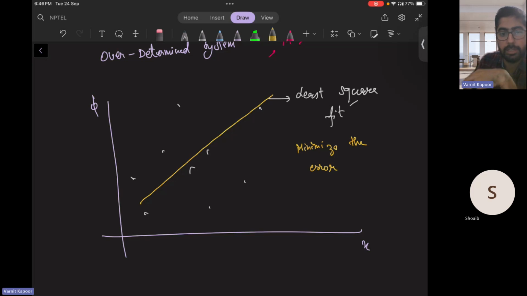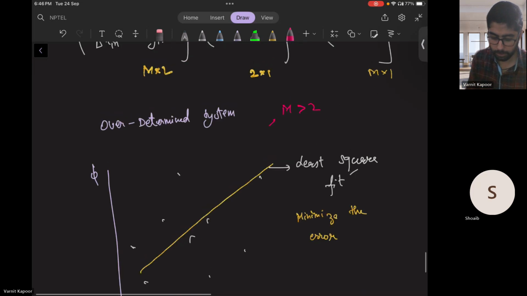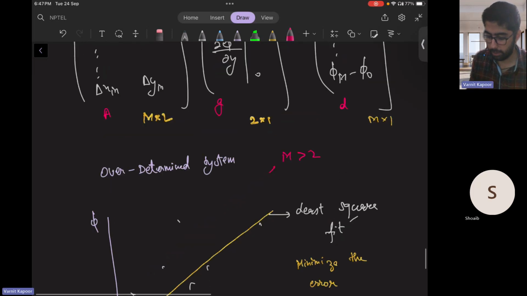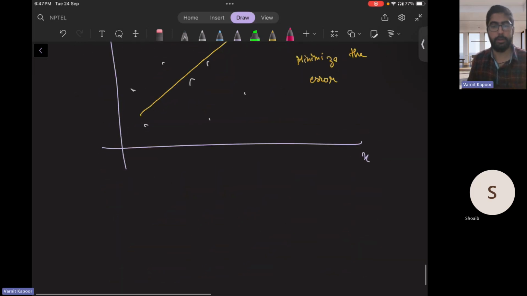So essentially, this matrix cannot be solved directly. Can you invert it and calculate? No, essentially you would have to take any two equations and solve them. Let us name the matrices A, G, D. So suppose this is A, this is G, and this is D. Okay, A, G, D, fine. All right.